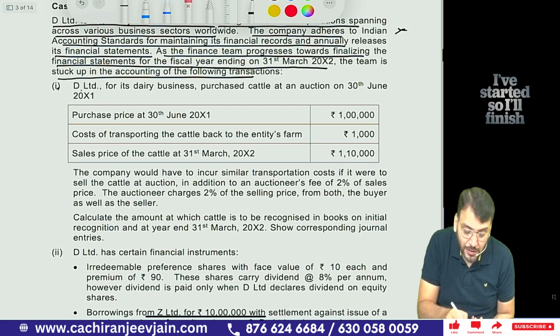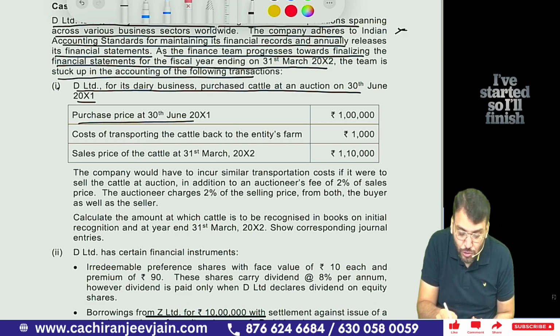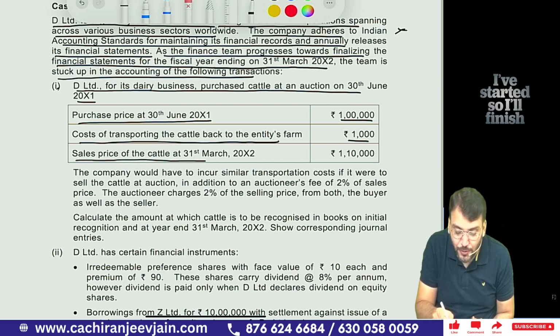Come to point number 1. D Limited, for its dairy business, purchased cattle at an auction on 30th June 2001. So of course, it is a question of Ind AS 41 Agriculture. Purchase price on 30th June 2001 is 1 lakh. Cost of transporting the cattle back to the entity's farm is 1000. Sale price of the cattle at 31st March 2002, means year end, is 1 lakh 10,000.